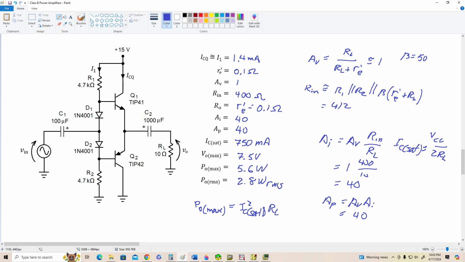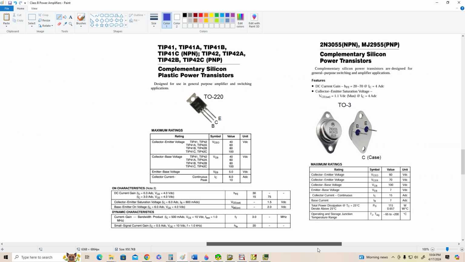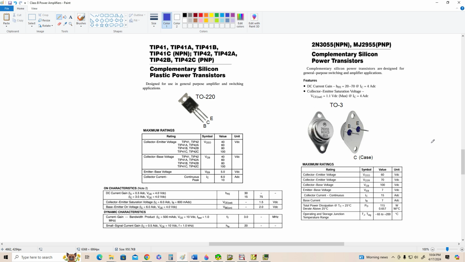All right, now what I want to do next is look at this circuit with a bipolar power supply. But before we do that, let's take a look at our transistors for a second, the TIP41 and TIP42. I put some of their data here just to get an idea of what we're dealing with.